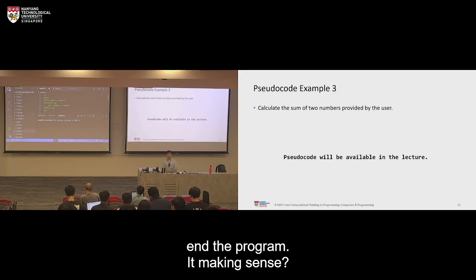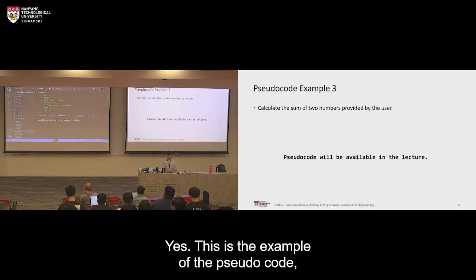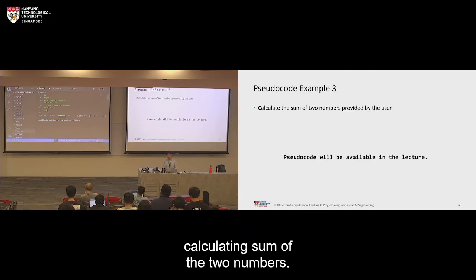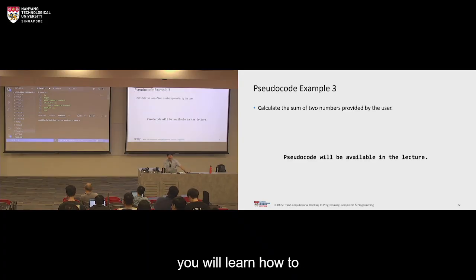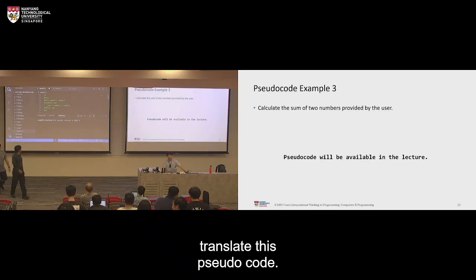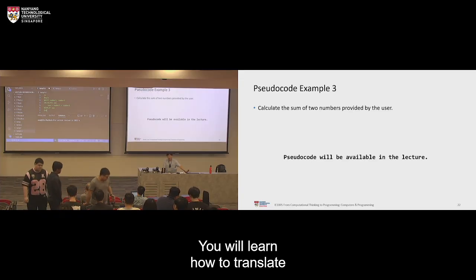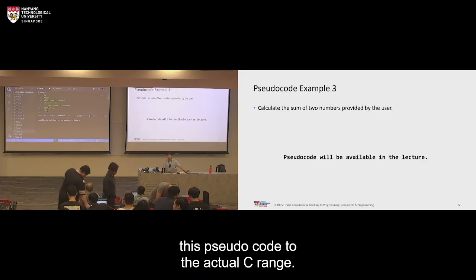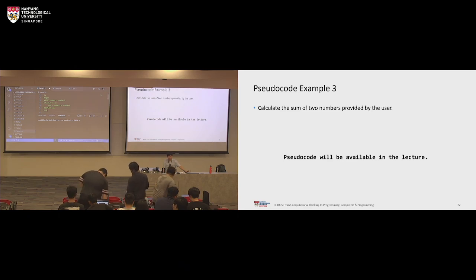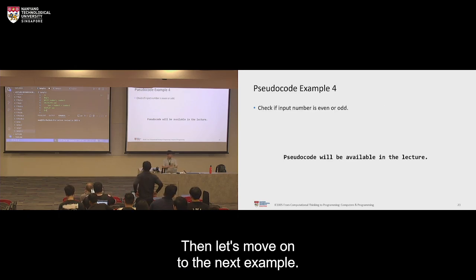Is it making sense? Yes. So this is the example of the pseudocode, calculating the sum of the two numbers. In the later lecture, you will learn how to translate this pseudocode to the actual C language. All right, then let's move on to the next example.